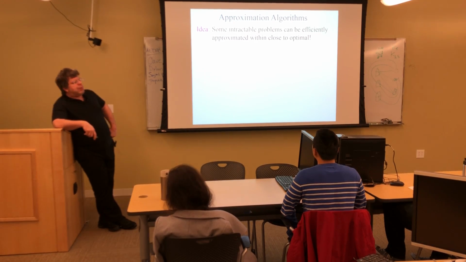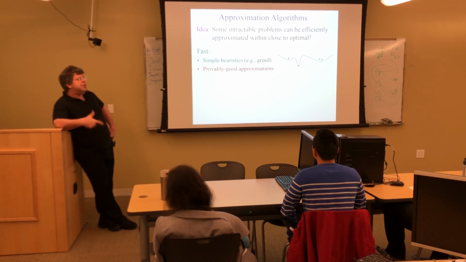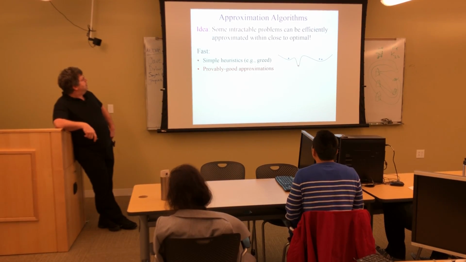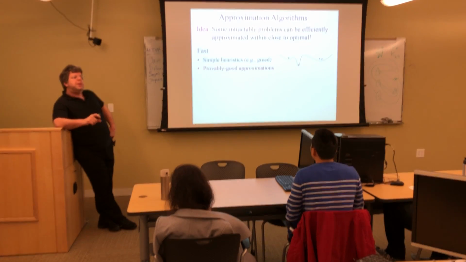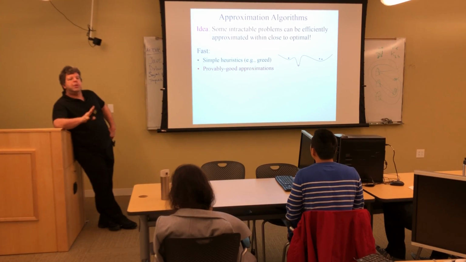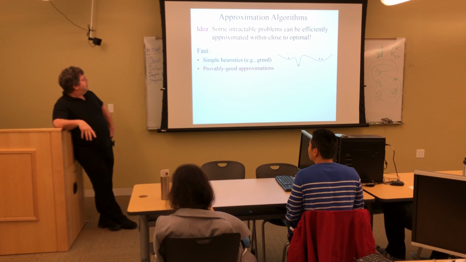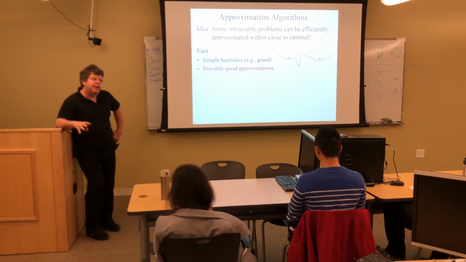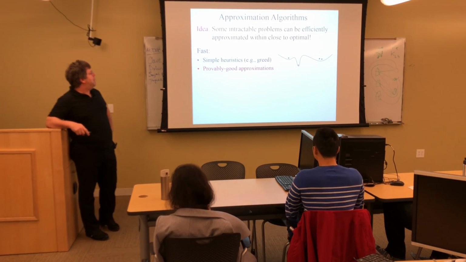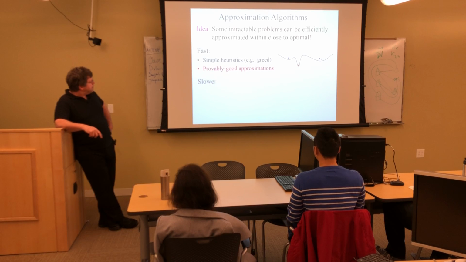Some intractable problems can be efficiently approximated; others can't. You can use heuristics like greedy heuristics, and for some problems they work really well, like Prim and Dijkstra. You use a greedy approach and they work pretty well. Ideally, you want a provably good approximation, guaranteed not to be more than, say, twice optimal or 50% more than optimal. Ideally, epsilon, arbitrarily close to optimal for some fixed epsilon.